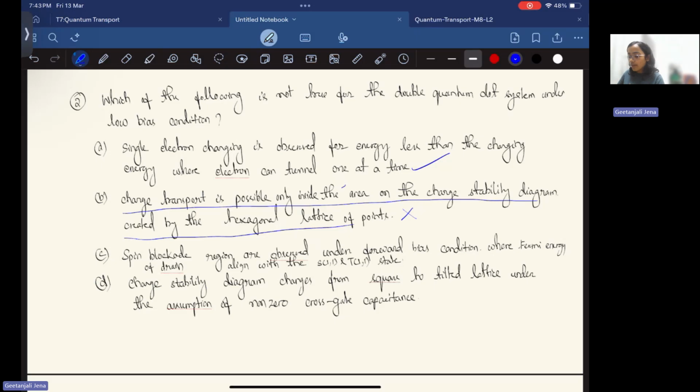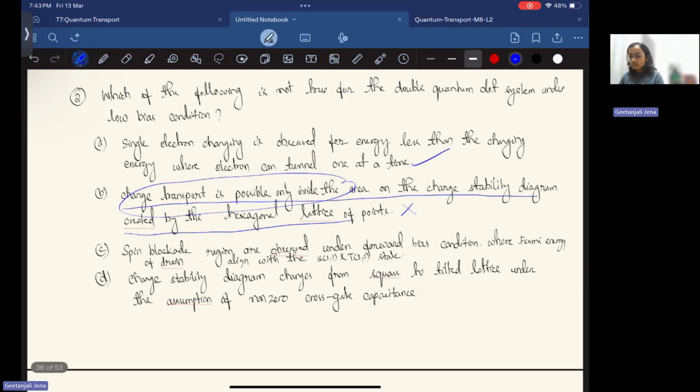So charge transport cannot happen inside this area. Only for the high bias case can charge transport happen inside the area covered by these bias triangles. But for the low bias case, it occurs at the charge triple point. Okay, option B is one of the answers. Let us see options C and D. Option C is spin blockade regions are observed under forward bias condition, where the Fermi energy of the drain aligns with the S11 and T11 states.